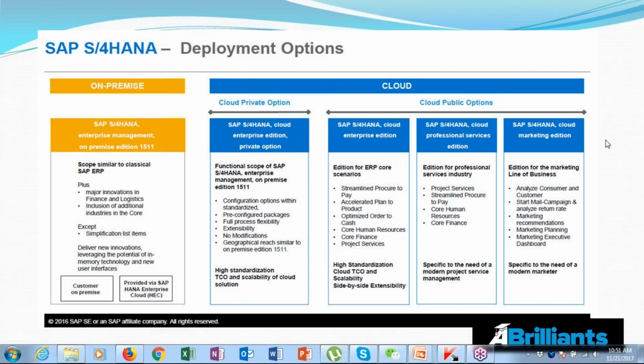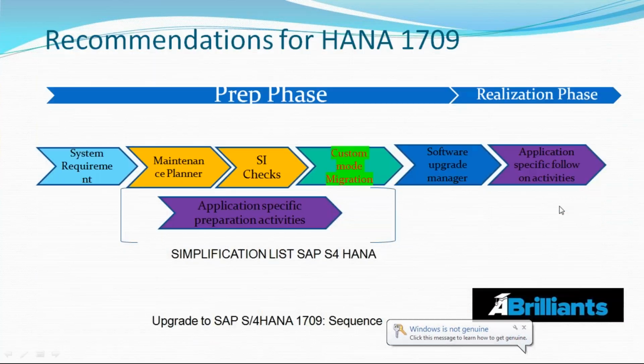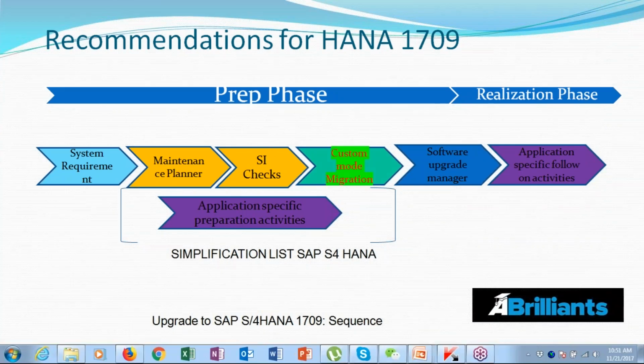I hope this elaboration and this explanation was well understood. If that's the case, then let us move to the next aspect, which talks about the recommendation for HANA 1711, which is our most recent release. 1709 rather. 1709 has its own obligations. It has its own challenges.